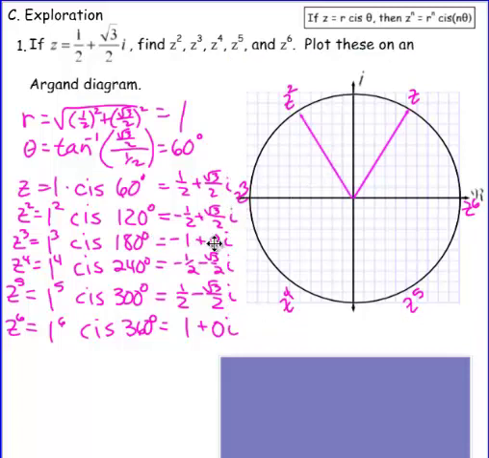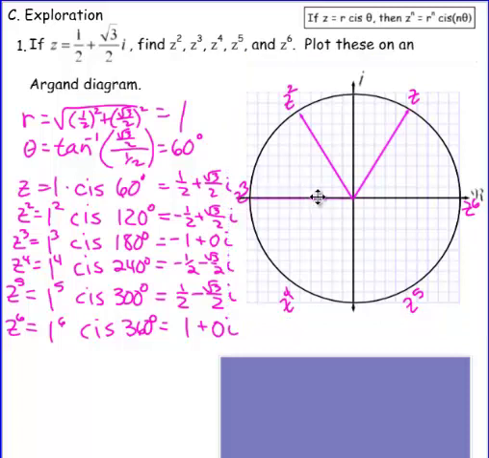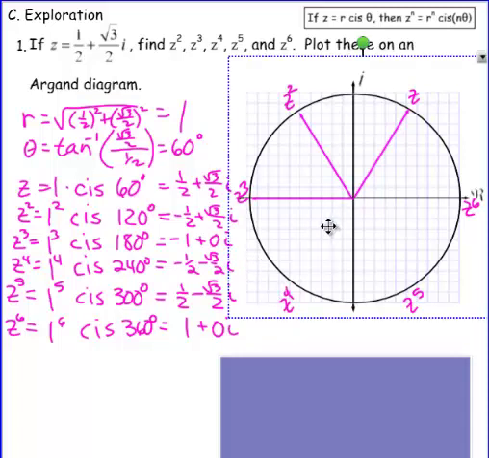This one was negative 1 plus 0i. So that just goes out negative 1 in this direction. Negative 1/2, negative square root of 3/2. So a vector in this direction in the third quadrant.